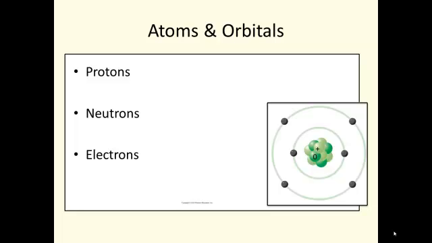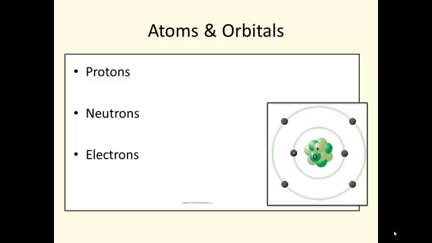Now, around the outside of the atom are the electrons. The electrons have a negative charge, and they're small enough that for the purposes of this class, we're going to say that they have no mass. They circle the nucleus, and they are what gives the atom its chemical properties, how it behaves when it gets with other atoms.